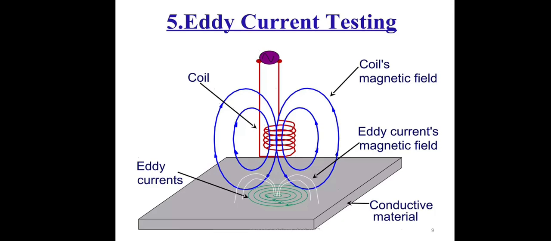Eddy current testing works on the basis of electromagnetic induction. In this method, eddy currents are induced in a testing object by bringing it closer to an alternating current carrying coil, which is shown in the figure. These eddy currents are normally parallel to the coil winding.